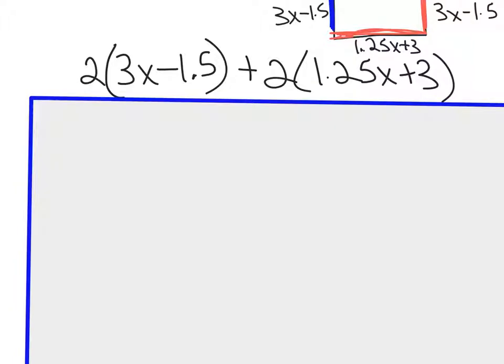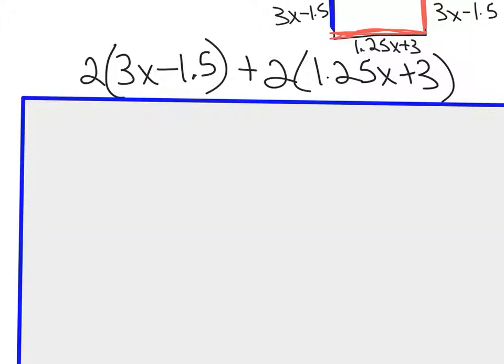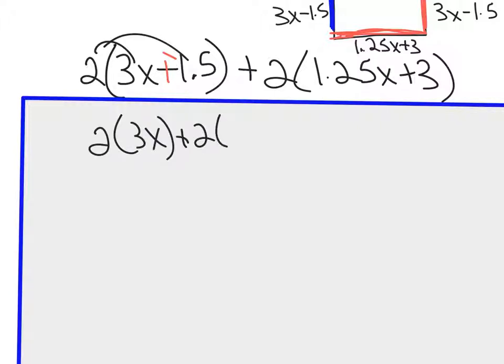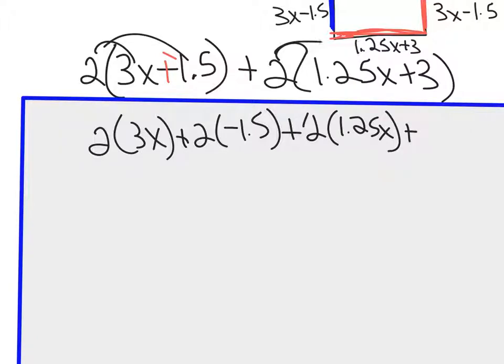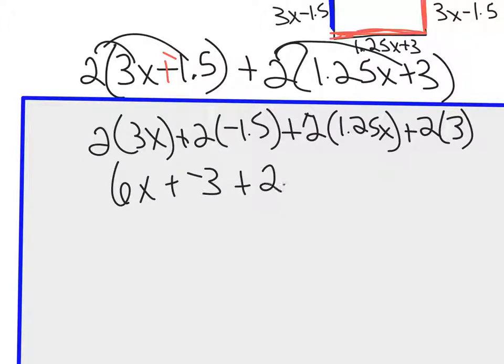Okay, if you don't want to mess with distributing, if you want to just list them all out as separate things, that's fine. So if we distribute here, if you want to add the opposite on that, you can. So 2 times 3x plus 2 times negative 1.5 plus 2 times 1.25x plus 2 times 3. And then that'd be 6x plus negative 3 plus 2.5x or 2.50x plus 6.